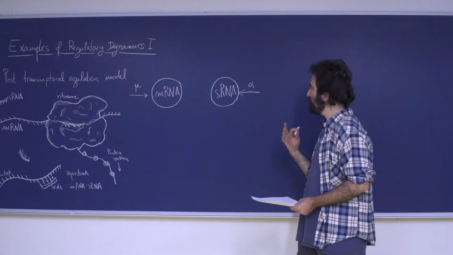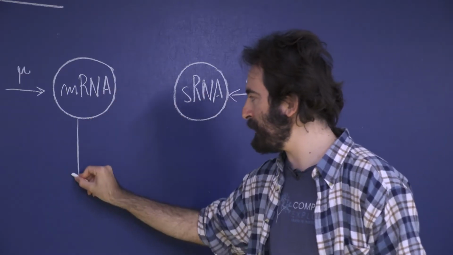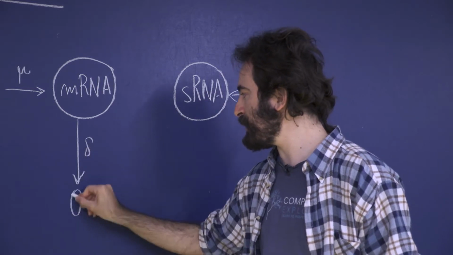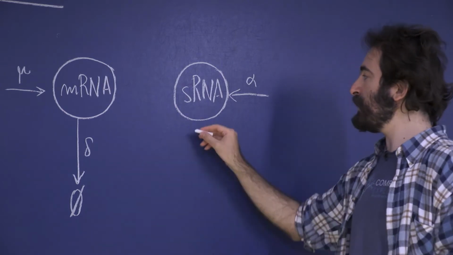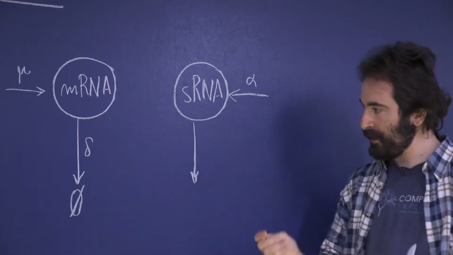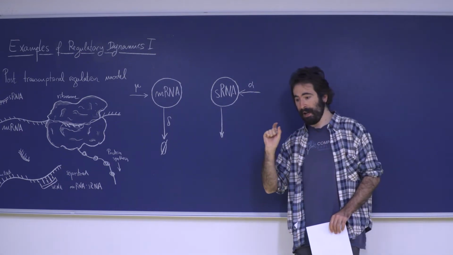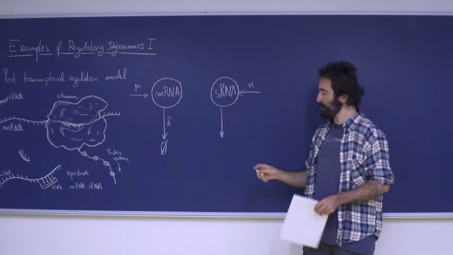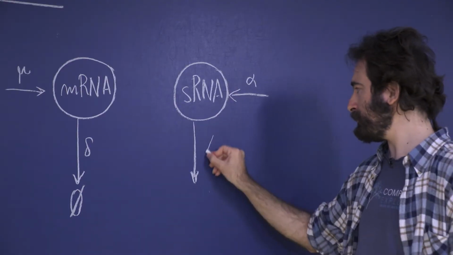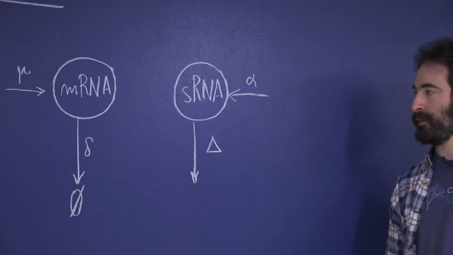However, there are two important facts about mRNA and sRNA. Both of them decay, right? So we are going to say that this mRNA decays at rate delta. They do not decay at the same rate precisely because their lengths are so different, and as a matter of fact, sRNA tends to be less stable than mRNA. So we're going to say that they decay at two different rates. One is this delta, and the other is capital delta, right?